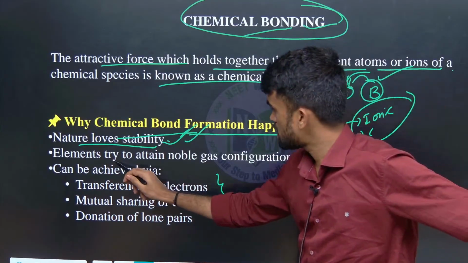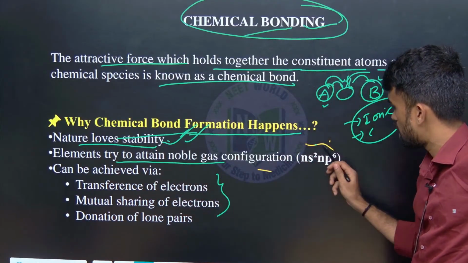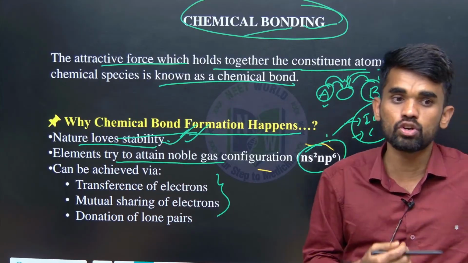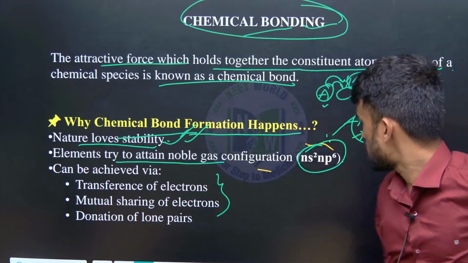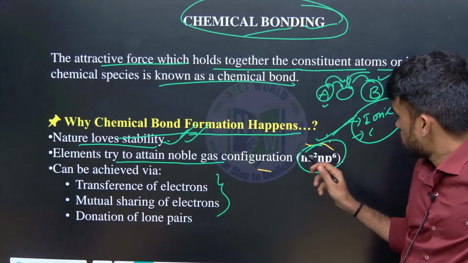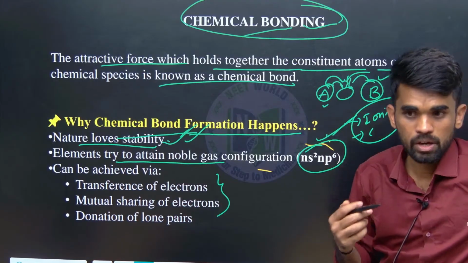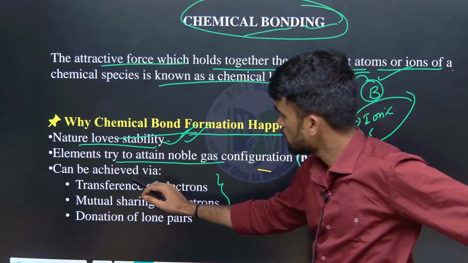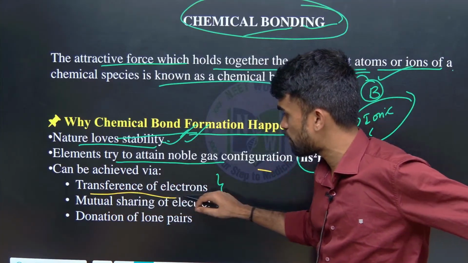Elements try to attain noble gas configuration like this. The species with this configuration are generally considered to be stable. Why? Because all the orbitals are fully filled, so overall the atom becomes neutral and gains maximum stability. This can be achieved by transfer of electrons.